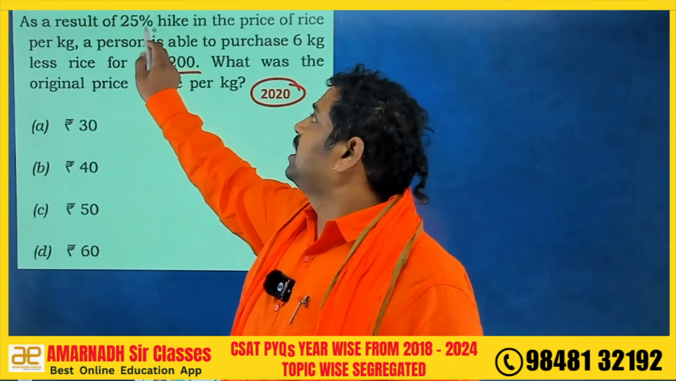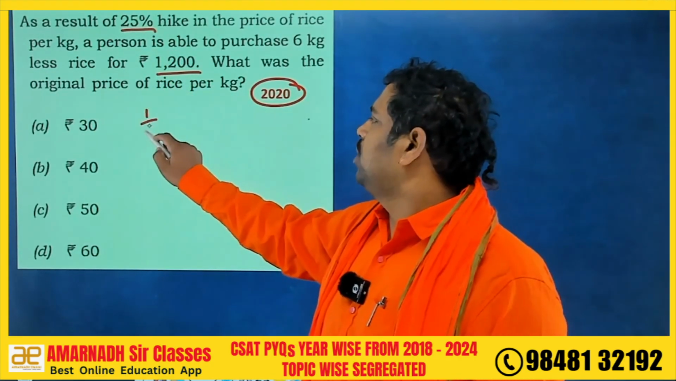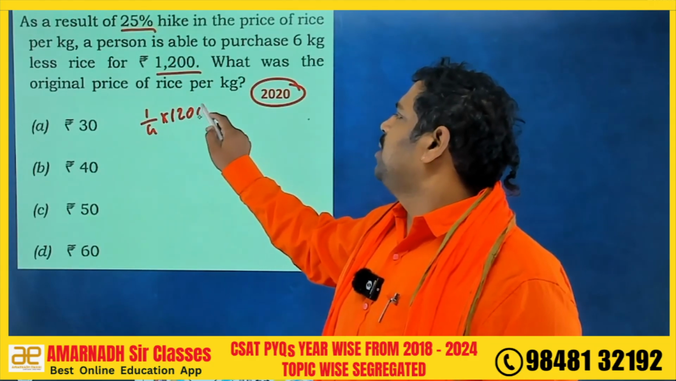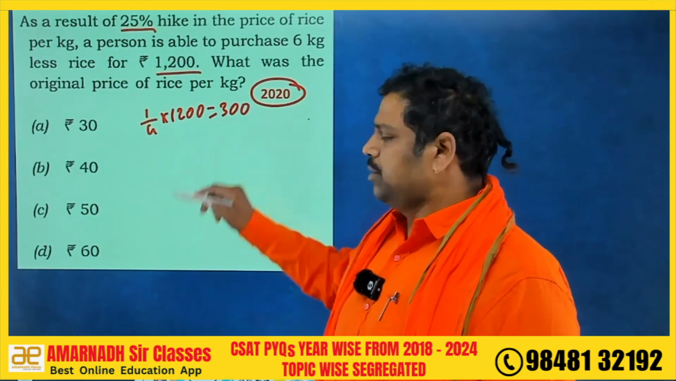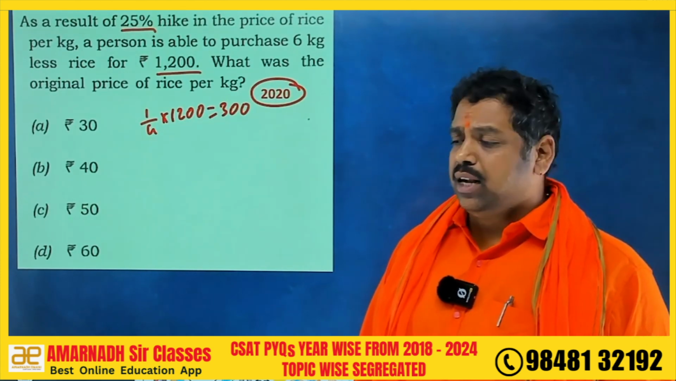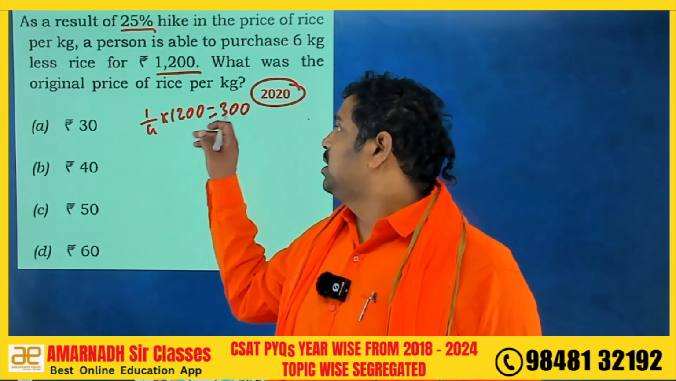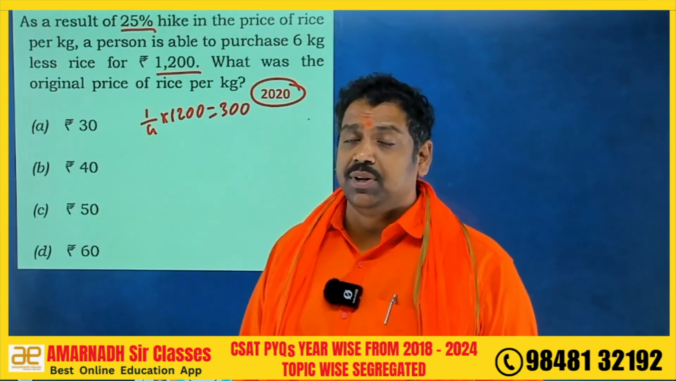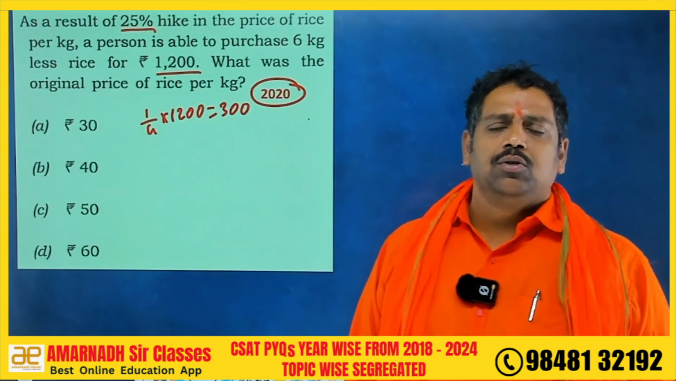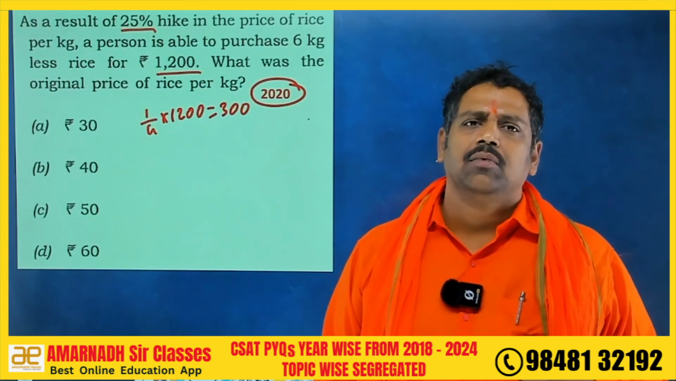The price of the rice is increased by how much? 25%. 25% means 1 by 4 into 1200, right? Means 300 rupees is the increment. If 300 was increased, then the shopkeeper, if he wants to give the same quantity of rice, has to ask me for 300 rupees extra. So the shopkeeper asked me, give me 300 more. I said that I don't have extra money. Then what should I do?